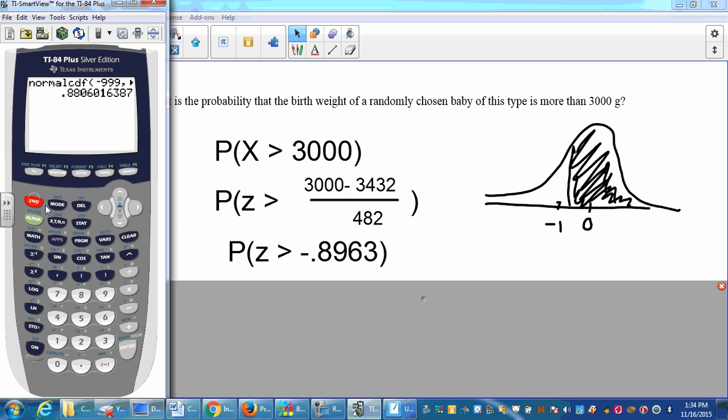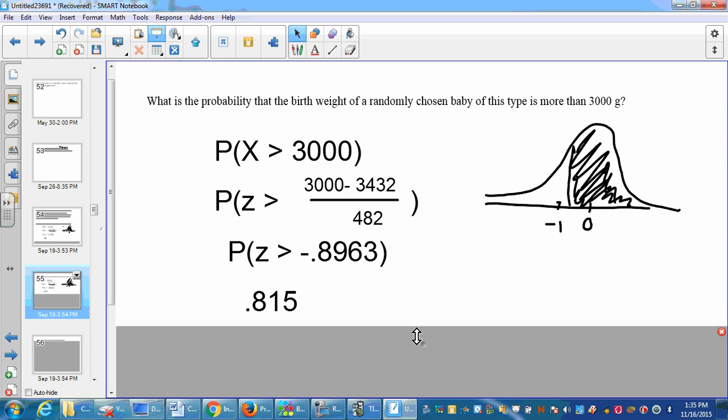So I'm going to do my normal CDF by hitting second vars, normal CDF, and now we're going to start at negative 0.8963, and we're going to go to infinity, which 999 is close enough in this instance. Then when I hit enter, I got 0.815, or about 81.5%. So about 81.5% of the values are greater than 3,000.